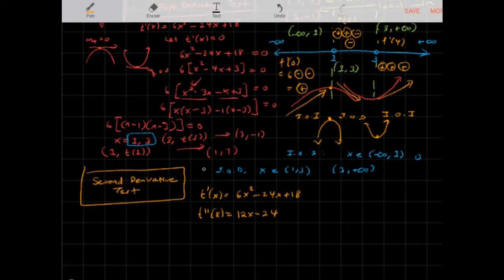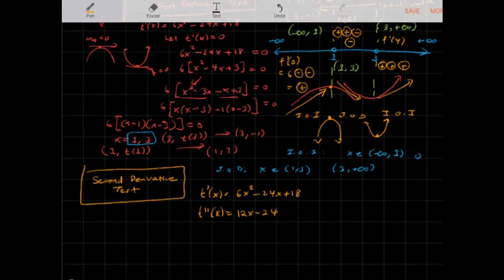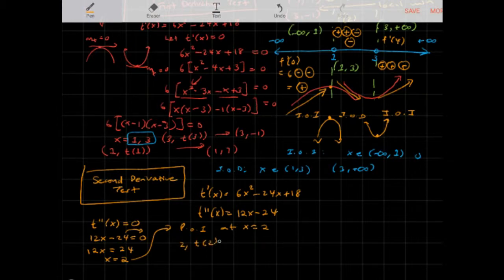Using our second derivative test, let's figure out our point of inflection. A point of inflection occurs when the second derivative is equal to 0. In this case, 12x minus 24 is equal to 0. I'm going to move the 24 to the other side: 12x is equal to 24, so x is equal to 2. So we have a point of inflection at x equal to 2, and that's just the x value. To find the y value, we need t of 2.